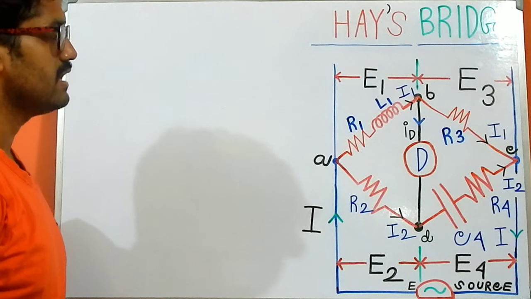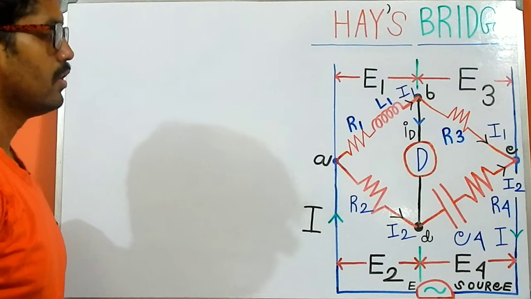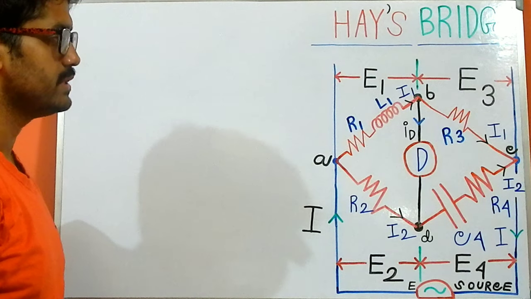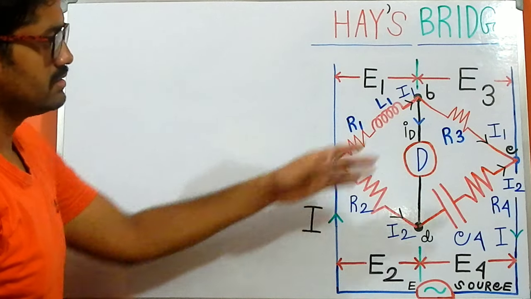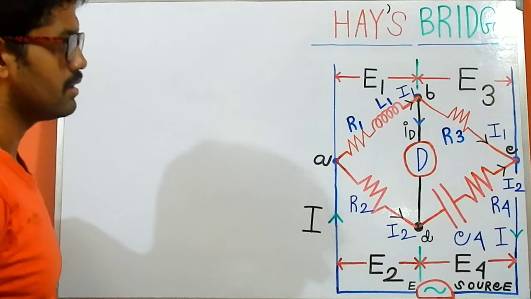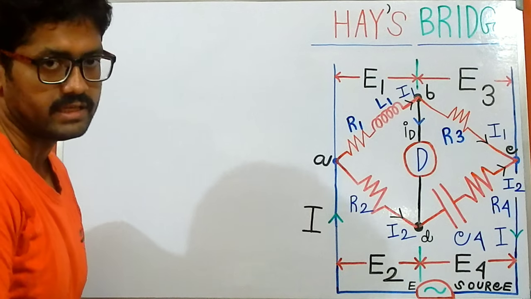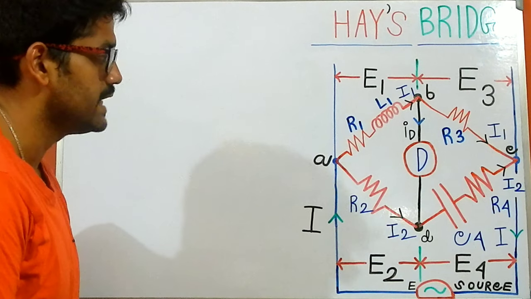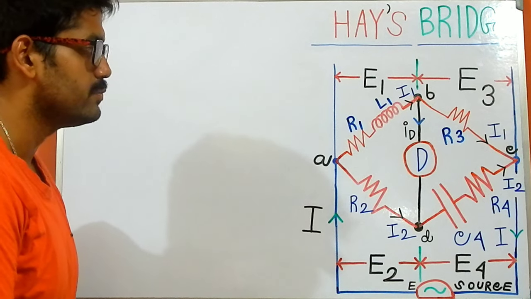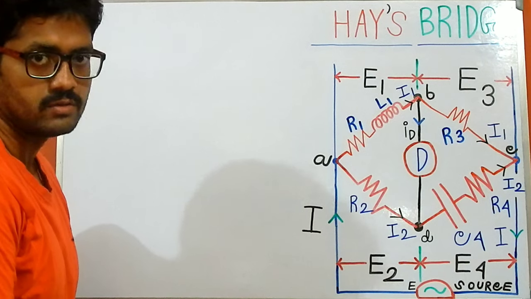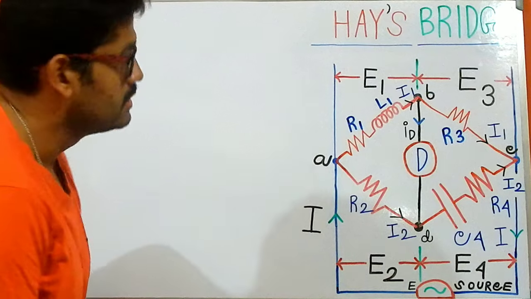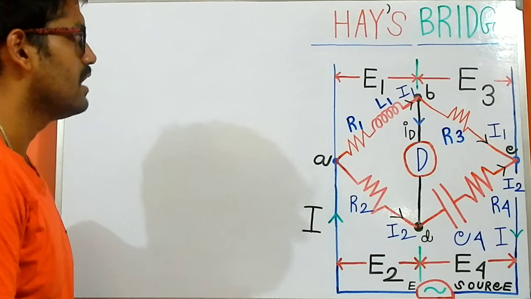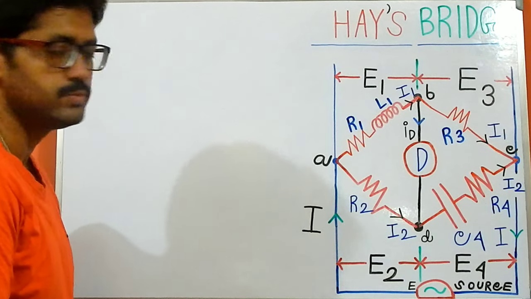And just like my previous bridges, only one difference is observed over here. In our previous bridge, the R4 and C4 are connected in parallel, but over here you can see that the R4 and C4 are connected in series. The rest of the bridge is the same. So this type of bridge is called the Hayes bridge.